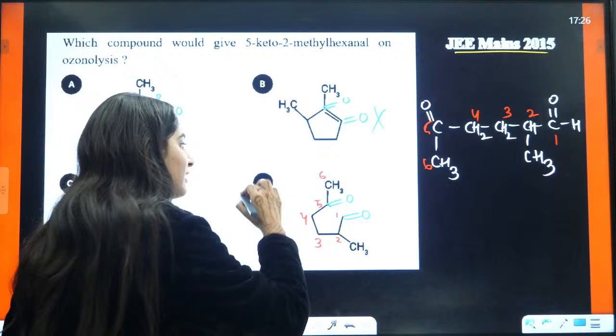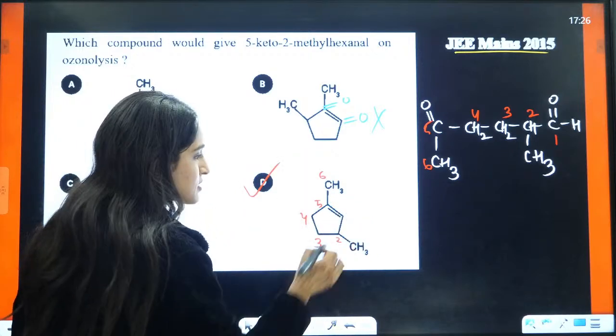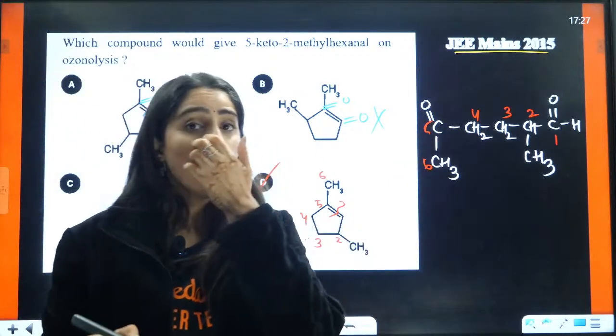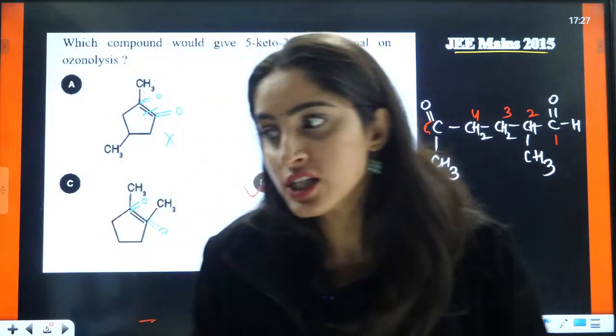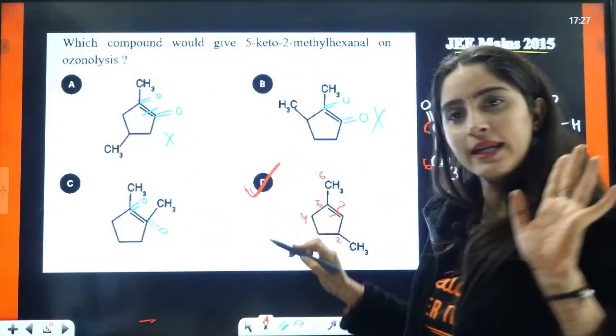So is this the right answer? Definitely yes, this will become the right answer. That means after breaking this bond, you will be able to make this on ozonolysis, right? Okay guys, D is the correct answer. So D becomes the correct answer, right?